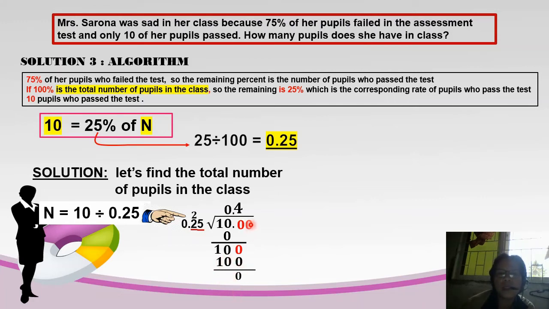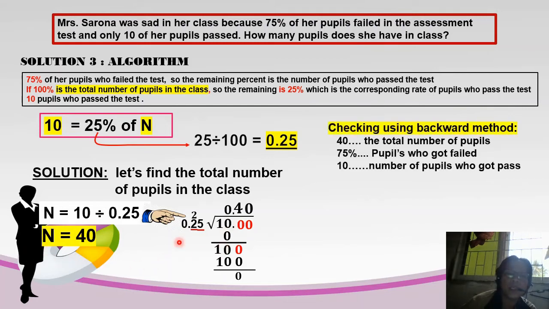Now you have another 0 here. So you are going to bring that up or simply bring that down. The answer is always 0. Then multiply, the answer again is a 0. So the answer now for 10 divided by 25 is 0.40. Okay? Now the value of n is 40.